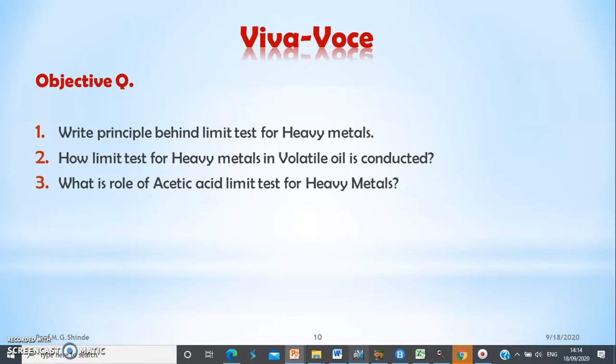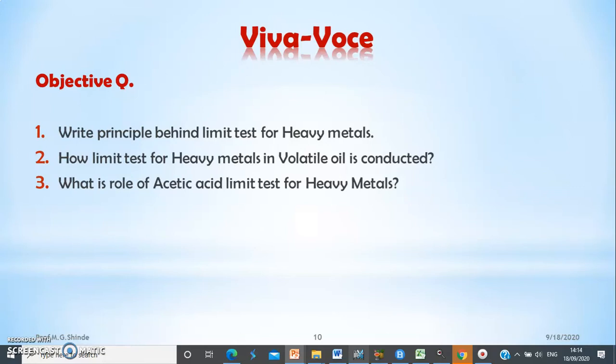Then we compare the intensity of the color or amount of the precipitate with that of the standard. The second question is: how is the limit test for heavy metal in volatile oil conducted? First, we require glass-stoppered test tubes, where we take equal volumes of water and hydrochloric acid, shake the mixture, and pass hydrogen sulfide gas. There should be no darker color in the oil layer or water layer than that of the standard solution.